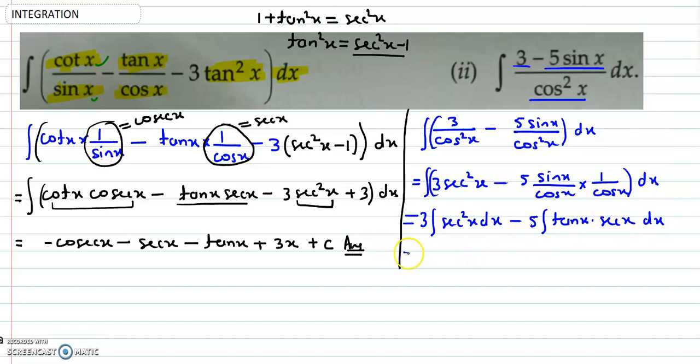Now integration of secant square x is tan x, minus 5 integration of tan x into secant x, this one is secant x, plus constant c. So the final answer is 3 tan x minus 5 secant x plus constant c. Thank you.